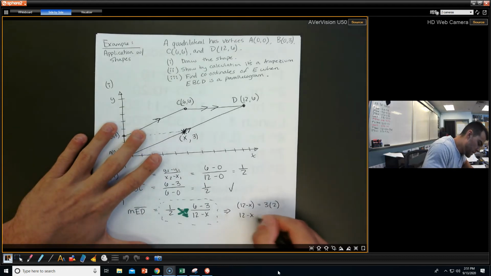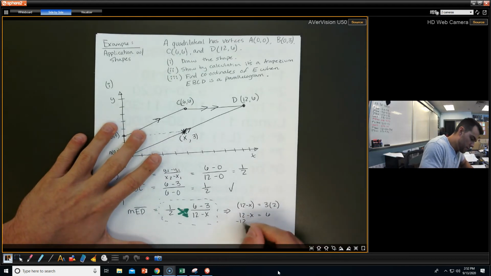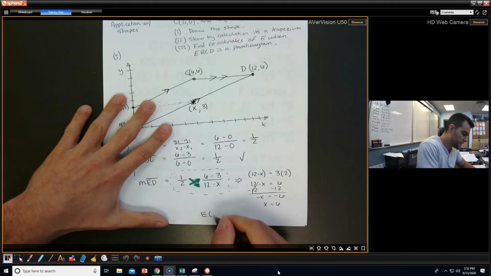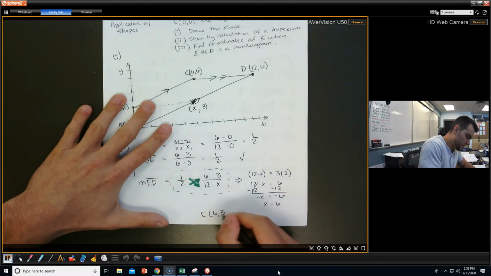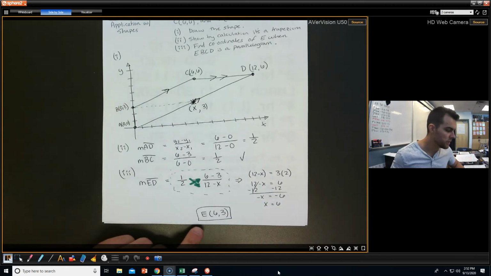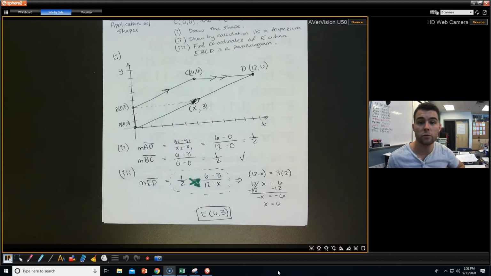And then we continue on. I move the 12 over. I get negative x equals negative 6, and then x equals 6. So my coordinates for E are going to be 6, 3. And there we go. That is what the coordinates of E would be if EBCD was a parallelogram.